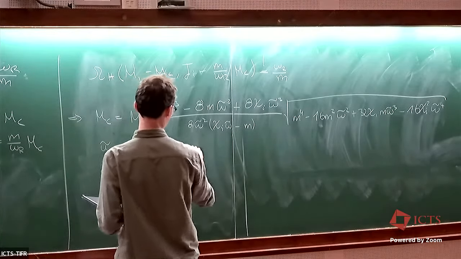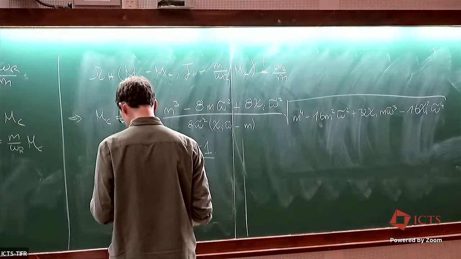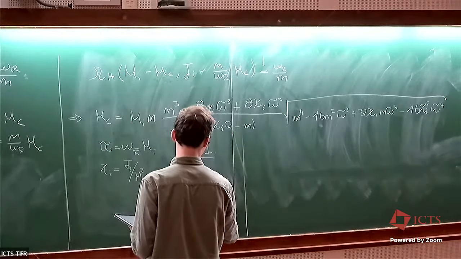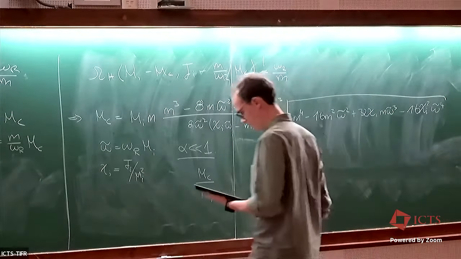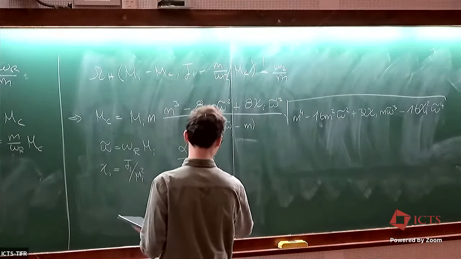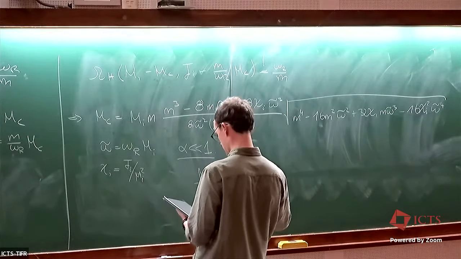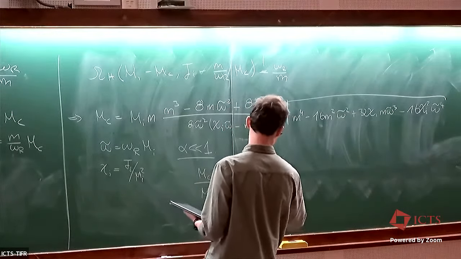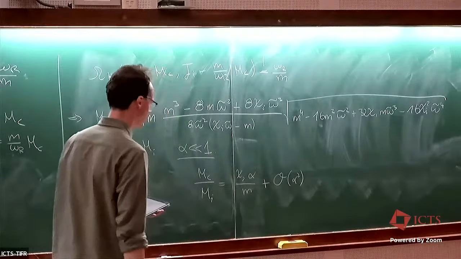Let me write it here. So the cloud mass divided by the initial black hole's mass is equal to the initial spin of the black hole times alpha over m, plus alpha squared corrections. Okay?